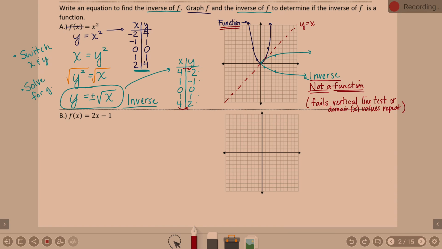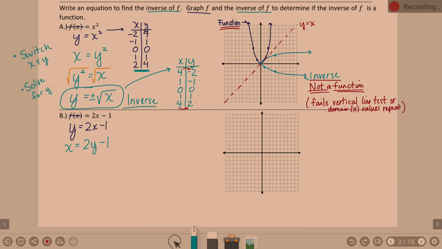Okay, same thing. Write an equation to find the inverse, and then we're going to graph. We're going to talk about what's functions, what's not. So, f of x equals 2x minus 1. F of x, first of all, is the same thing as y equals 2x minus 1. How do I find the inverse? Okay, y becomes x, so x equals, x becomes y, so 2y minus 1 just stays minus 1.